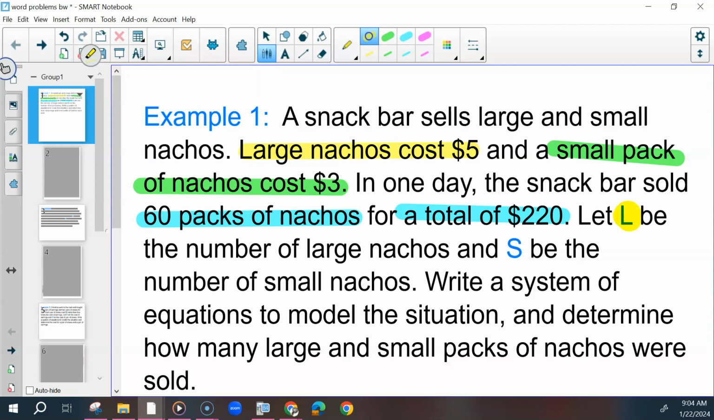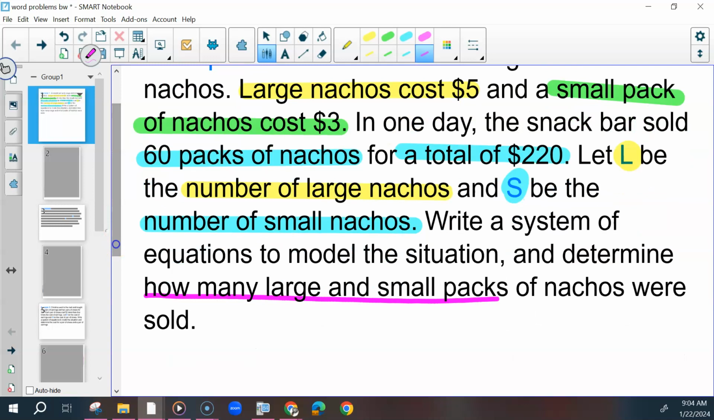S is the number of small nachos. And what are we looking for? How many large and small packs of nachos were sold? Right. So after you find all the important information, remember that the question is going to help you define your variables. That would be the next step.